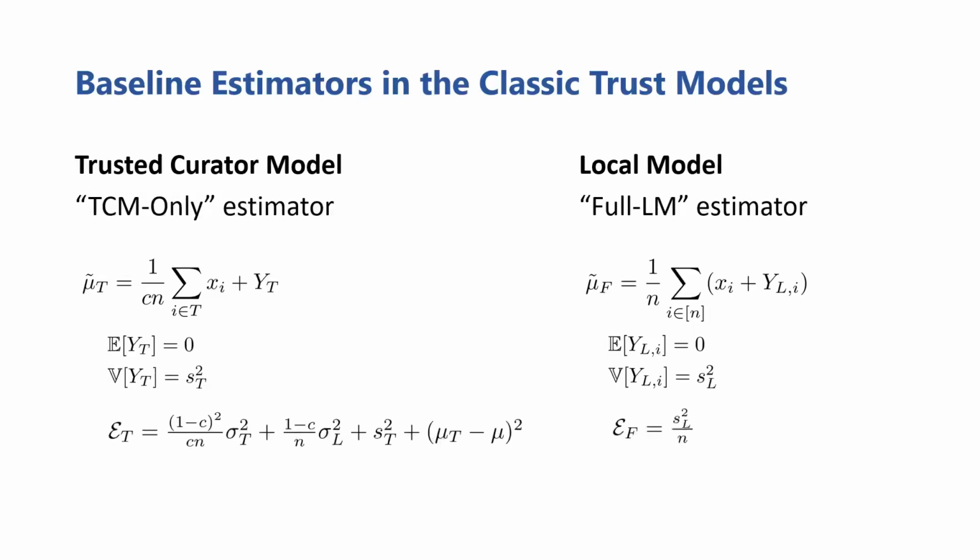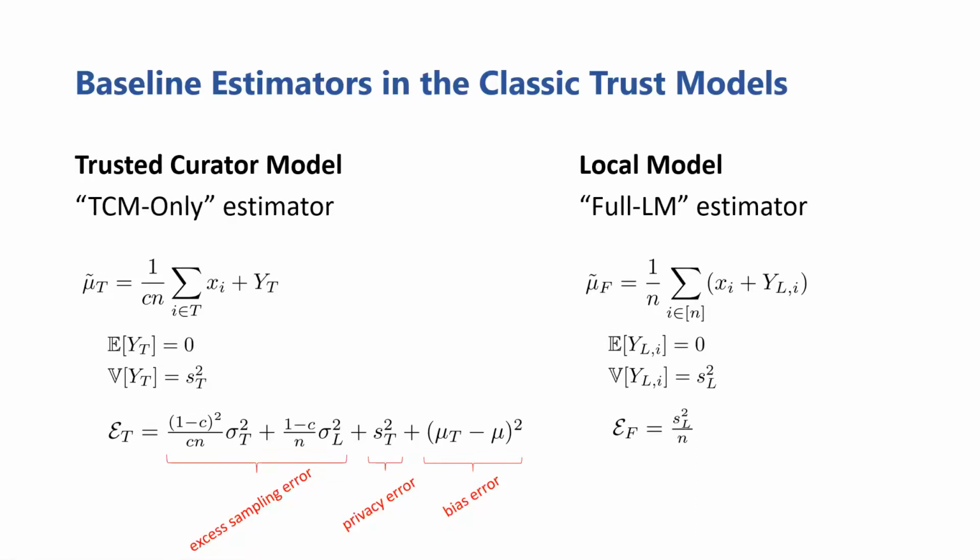We derive the following error expressions for both estimators. To make these more intuitive, we can decompose the TCM-only estimator's error into three primary components: the excess sampling error, the privacy error, and the bias error. The excess sampling error stems from the fact that in this estimator, we're only using the data of the TCM users and discarding all the data of the LM users. The privacy error component is straightforward. It's the error required to ensure differential privacy. The bias error similarly stems from only using the data of the TCM users.